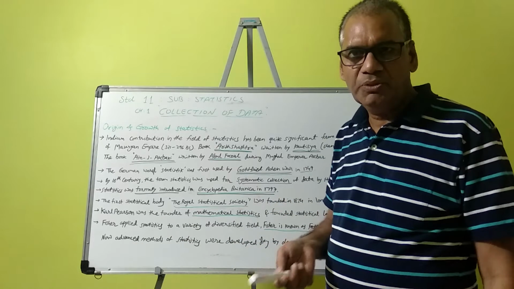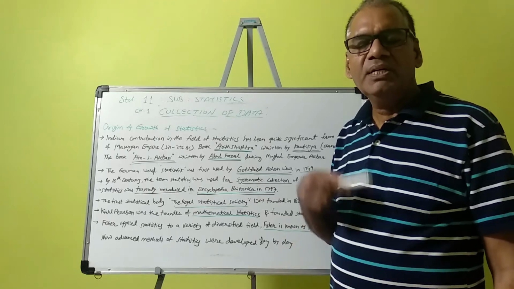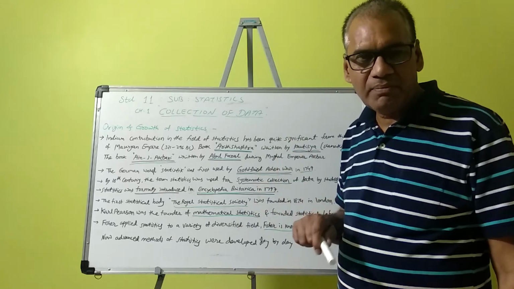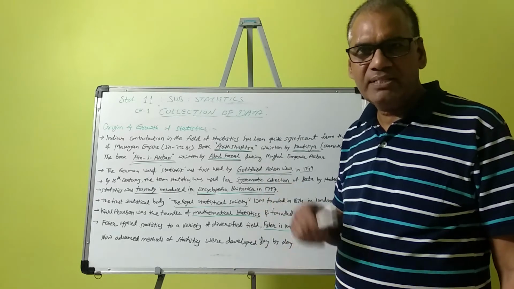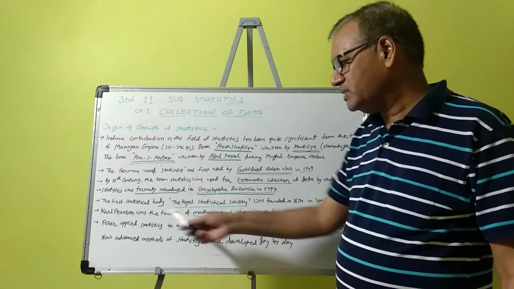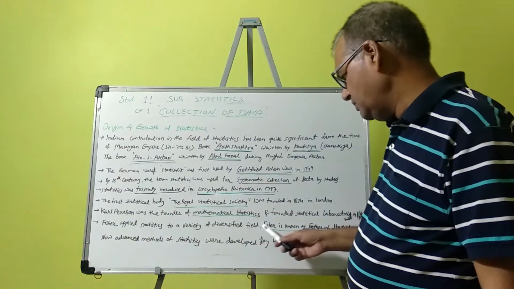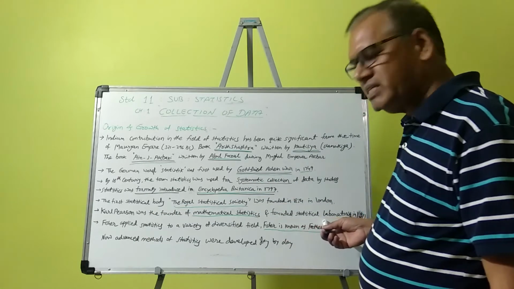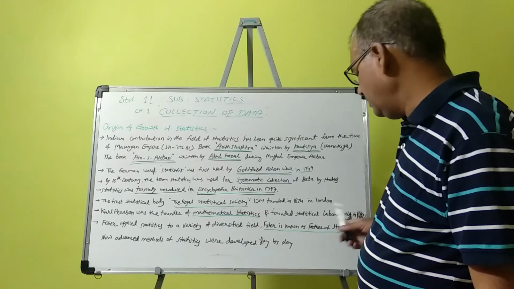As I told you, statistics is used in each and every field. It is part of mathematics. So in science, maths, and in each and every other field we are using it. Mathematical statistics was founded by Carl Pearson, and he founded the statistical laboratory in 1911 in London.